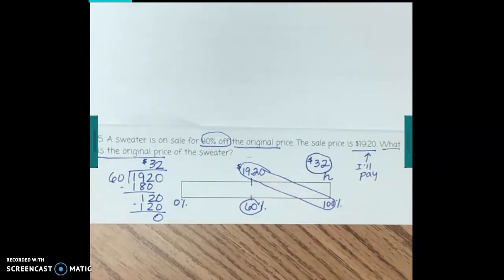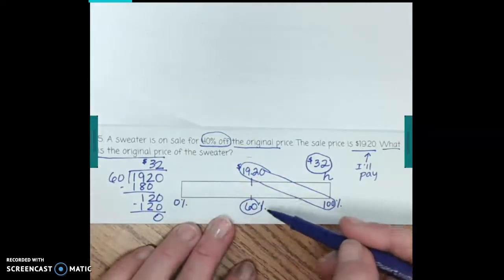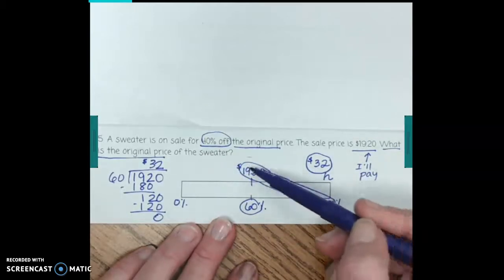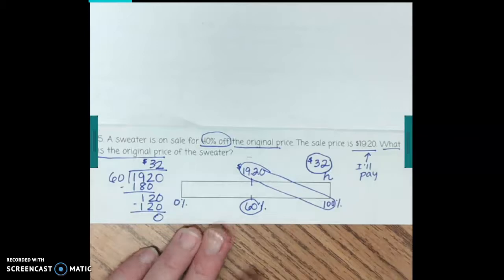$19.20. Some things to notice: percent is on this side, money is on this side. Multiply the bat and divide by the ball.